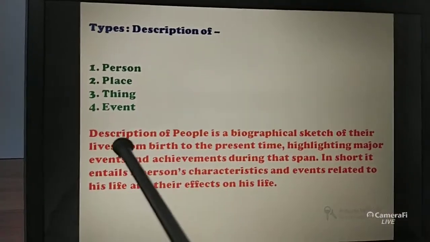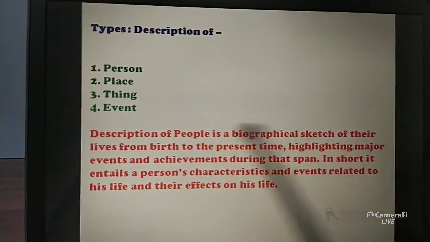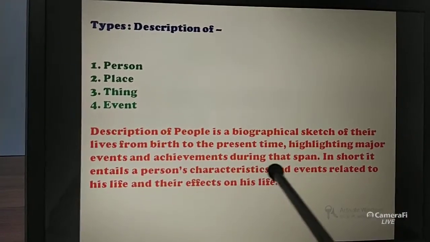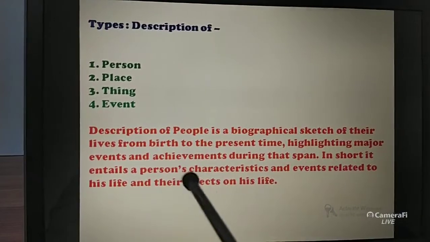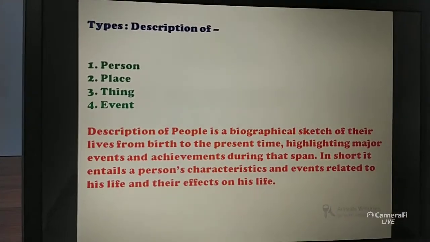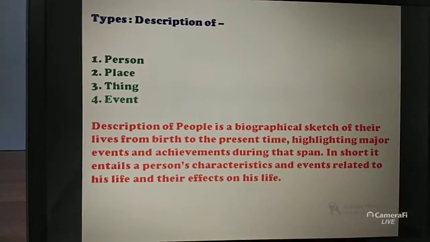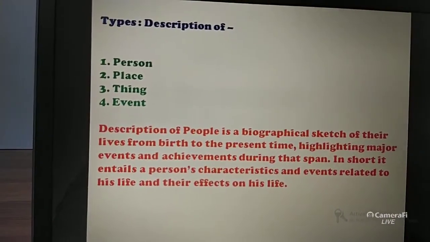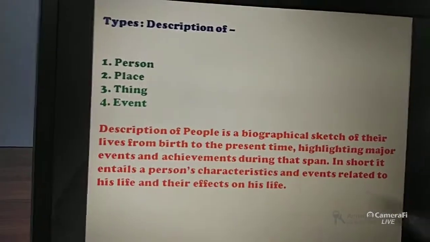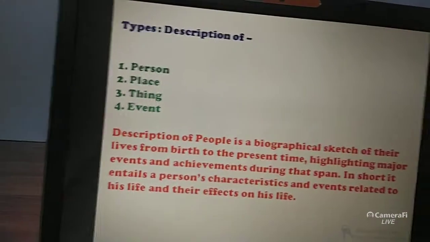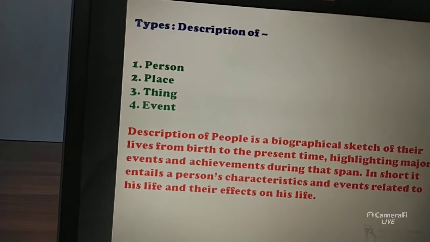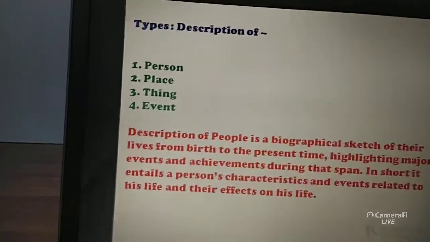What a person looks like. So description of people is a biographical sketch of their lives from birth to the present time, highlighting major events and achievements during that span. In short, it entails a person's characteristics and events related to his life and their effects on his life. So description of pupil is in our syllabus, and it is basically a biographical sketch of the lives of pupil, from their birth to the present time. From the birth to the present time we are describing.